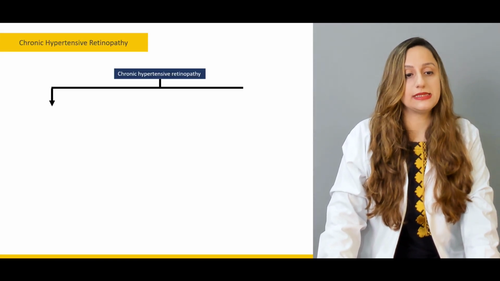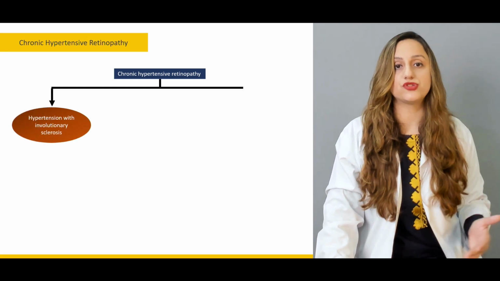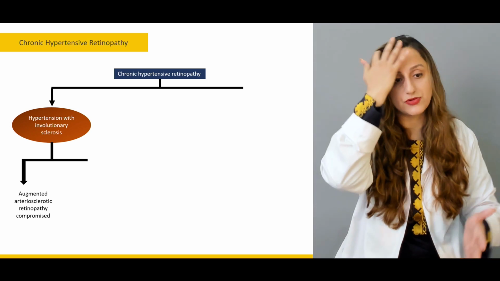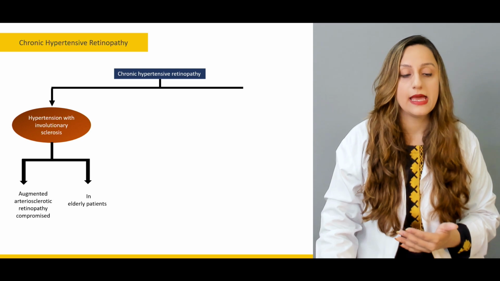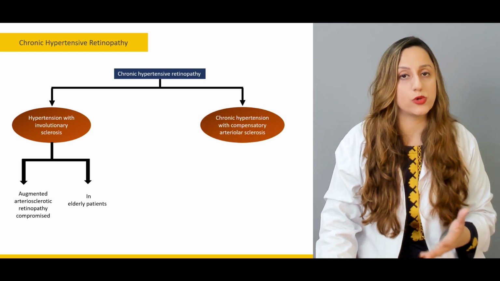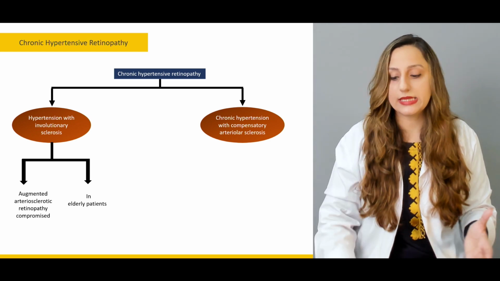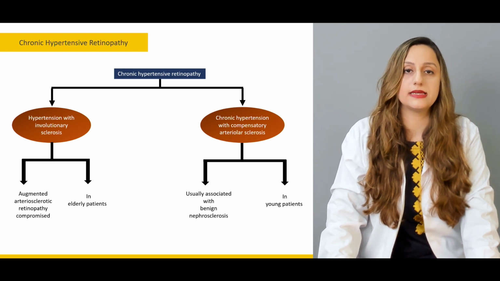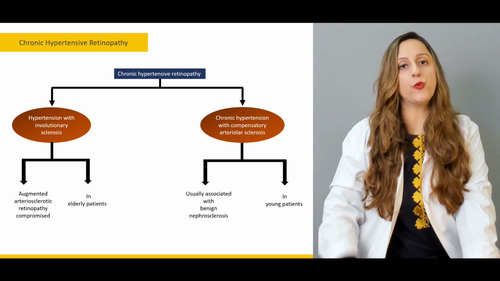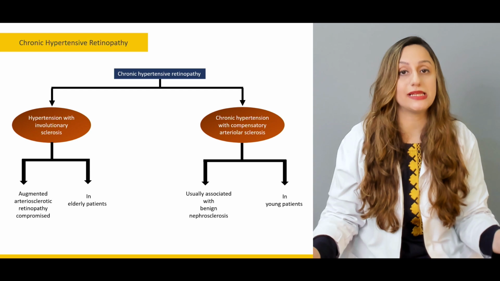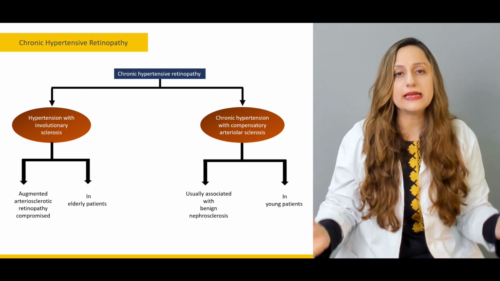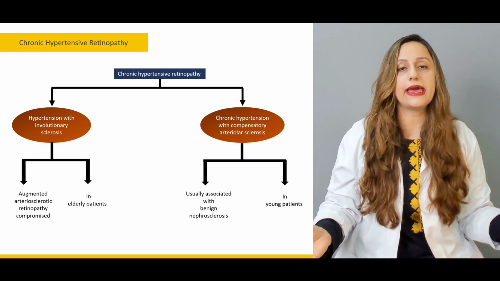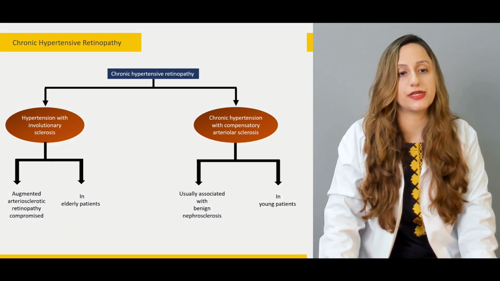The chronic hypertensive retinopathies basically encompass hypertension with involutionary sclerosis. The augmented arteriosclerotic retinopathy is compromised in return due to this sclerosis phenomenon. It usually takes place in elderly patients. On the other hand, we have chronic hypertension with compensatory arteriolar sclerosis, usually associated with benign nephrosclerosis, and it most commonly occurs in young patients. So on one hand we have a younger lot, and on the other hand the elderly patients. In younger patients, we have the benign kind of compensatory chronic hypertension. In the elderly patients, we have a more malignant kind of variety.